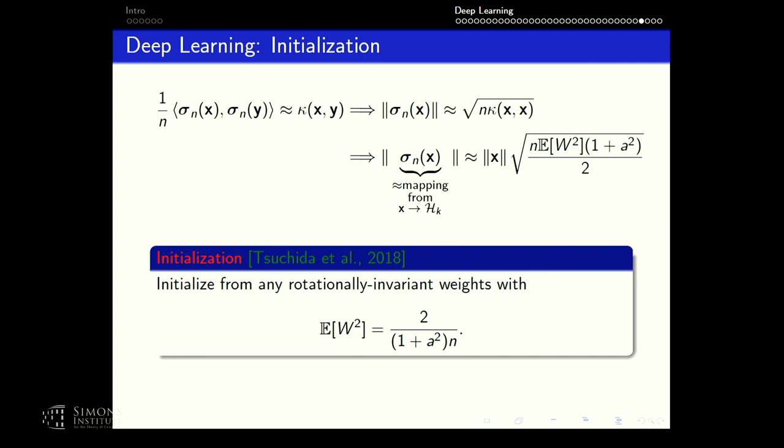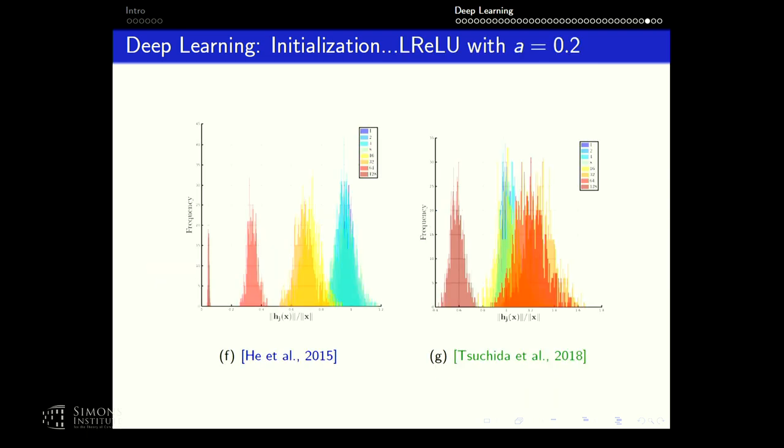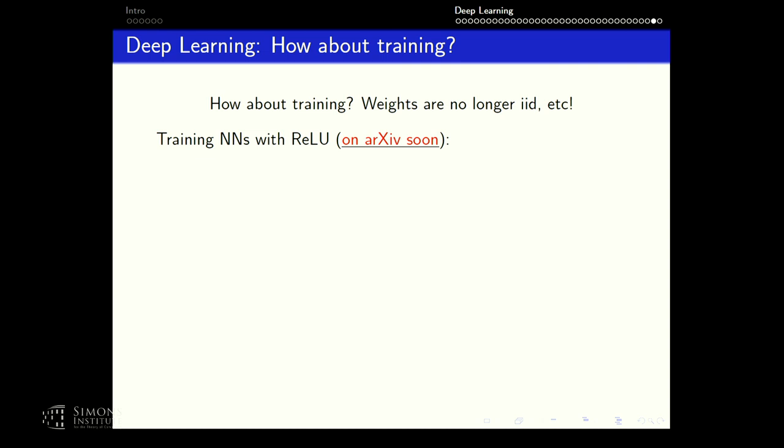And the interesting thing about this is that it actually collapses to the popular initialization that people use for the case of ReLU. It collapses to what we have for the case of leaky ReLU if you put A equals zero, so it's a generalization of that. I'm not going to go through this. Because I'm running out of time, let me talk about the training. This was just initialization.